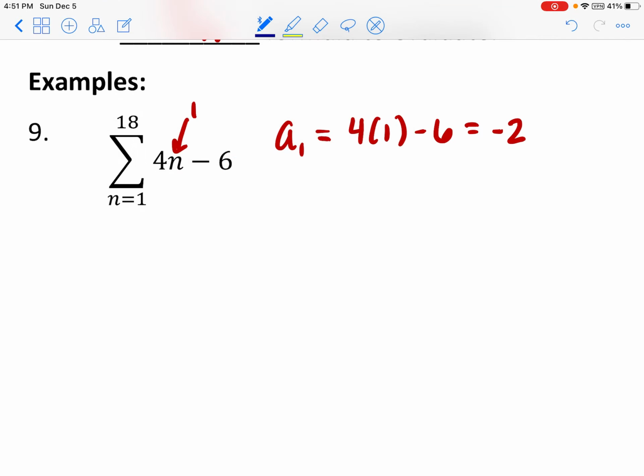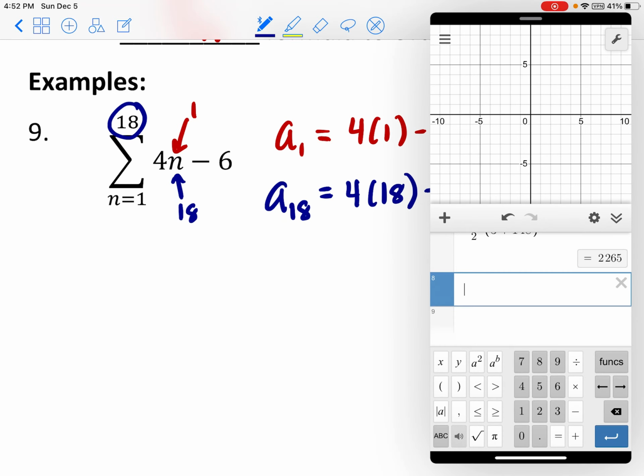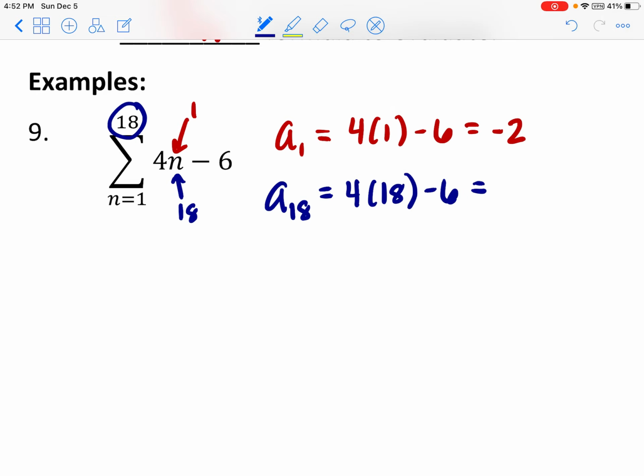And then I would find the last term on the list, which is going to be the 18th term. So a sub 18 would be, again, plugging an 18 in there. So 4 times 18 minus 6. And let me, again, not make any silly mistakes. 4 times 18 and then minus 6 is going to be 66.